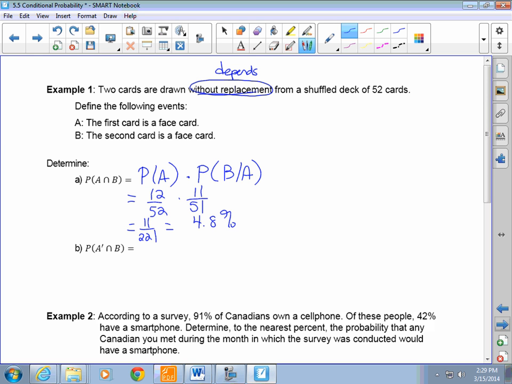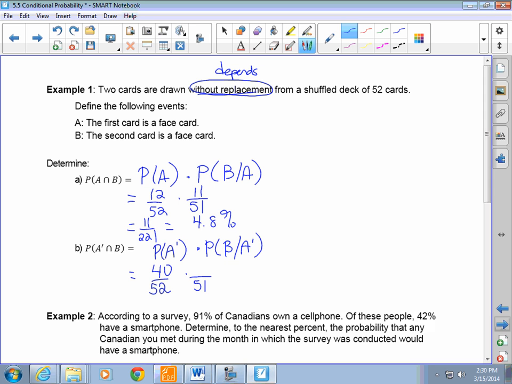So part B says, what is the probability of A not happening and B happening? Again, you're not replacing, so that means they're dependent on each other. So we're looking at the probability of A not happening times the probability of B happening, given that A did not happen. Probability of A not happening: the probability of the first card not being a face card. If 12 of them are face cards, then there are 40 that are not face cards. So if I've taken out one of those cards, I'm going to be left with 51 cards.